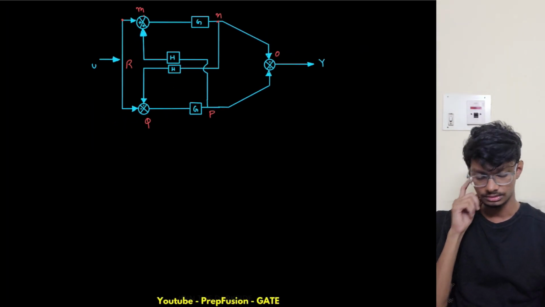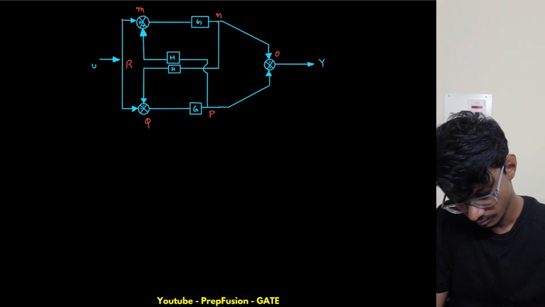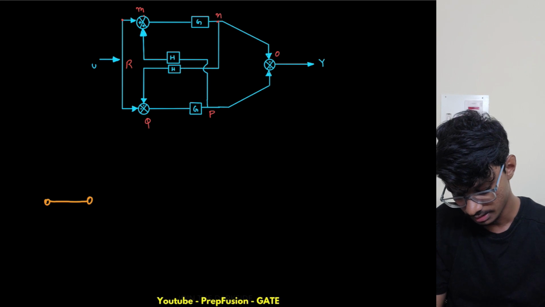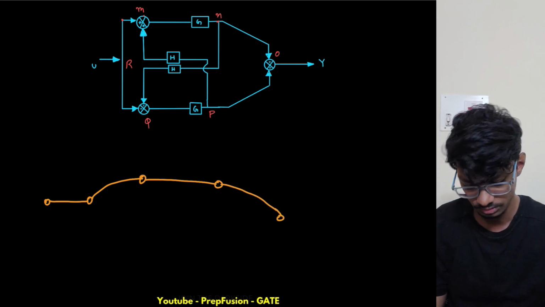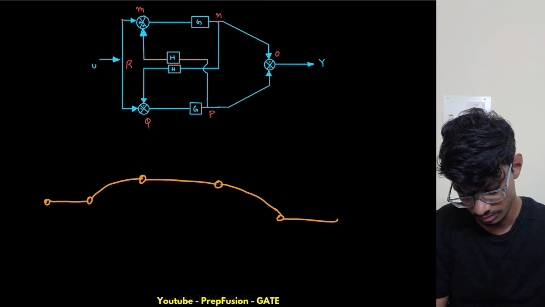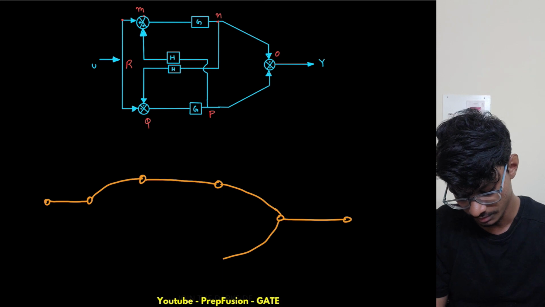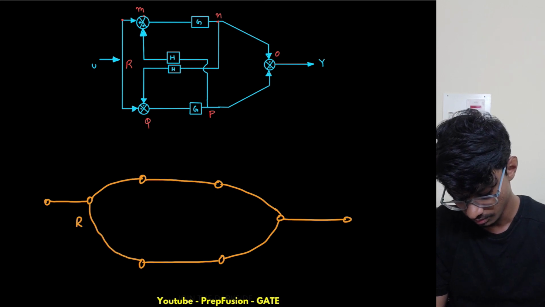Now I can draw the SFG for this one. Let me take a different pen. Here we have u coming to r. Then this r is going to m, another node. Then this m is going to n. Then this n is going to o. Then this o is going to y, and this o is going to p. Now this is going to q, now this is going to r.